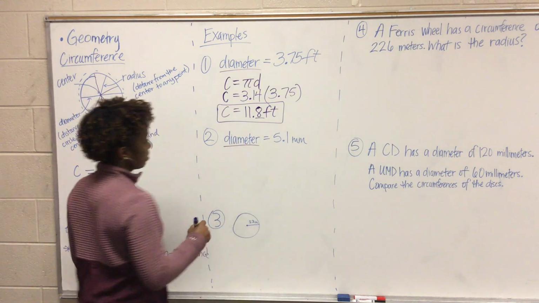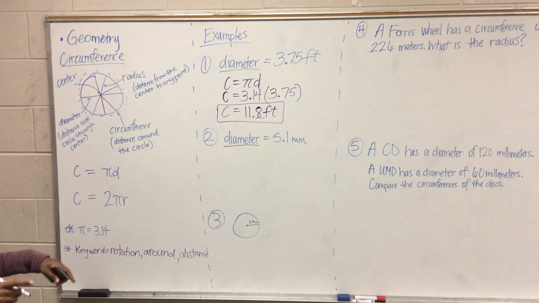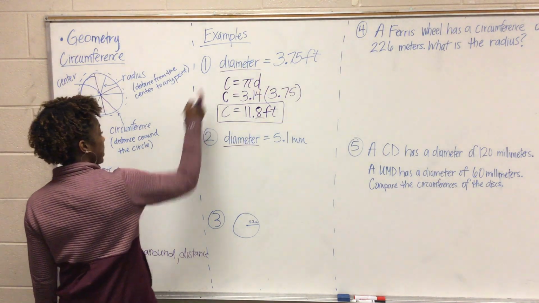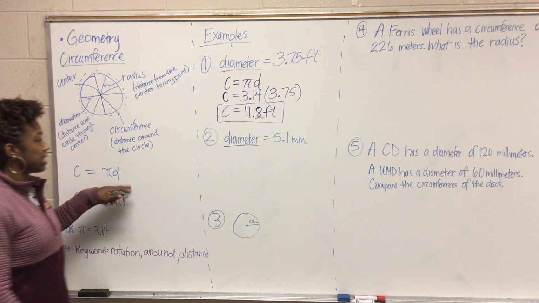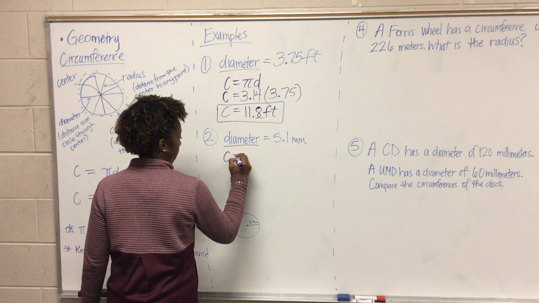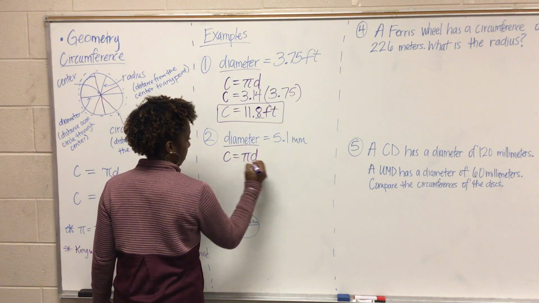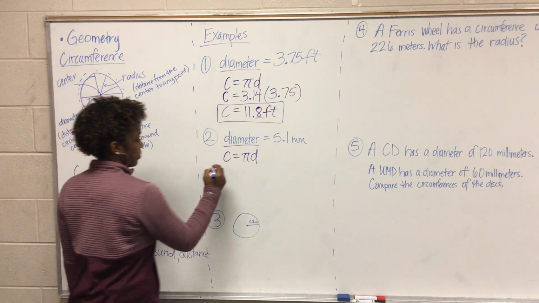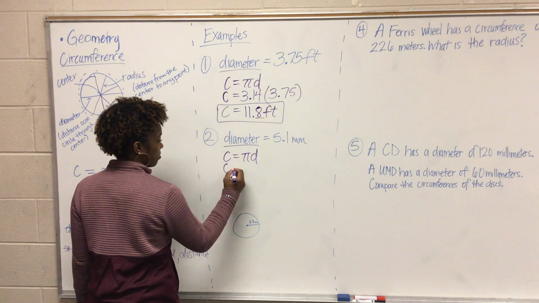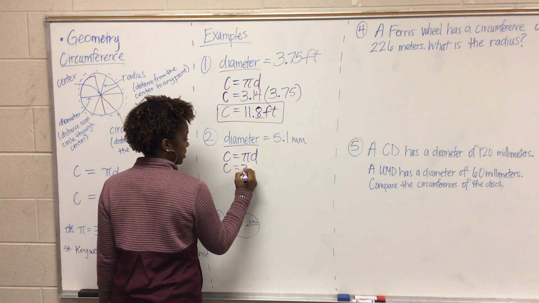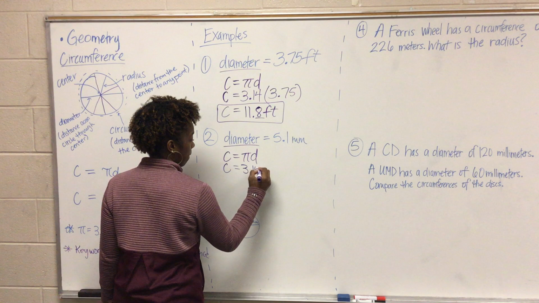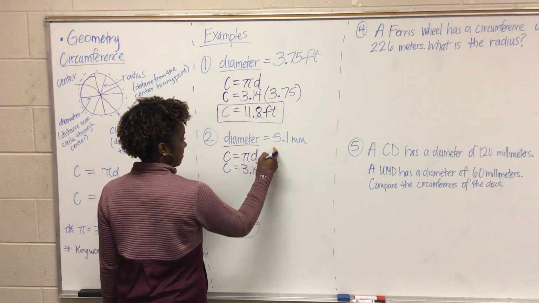We're looking for the circumference, so the first step, we need to write the equation that has the diameter in it. So that's C equals pi times D. We do not know what the circumference is yet, so we're going to keep the variable. Pi is 3.14. D is 5.1.